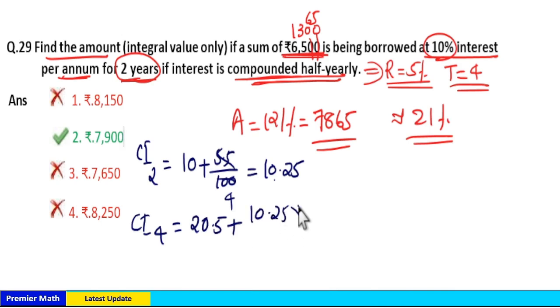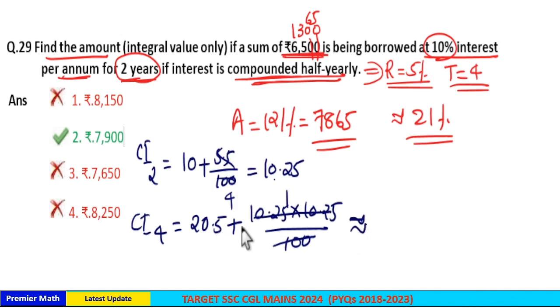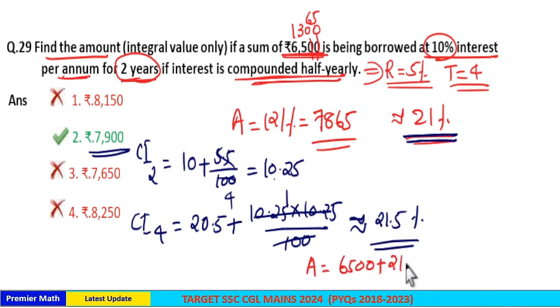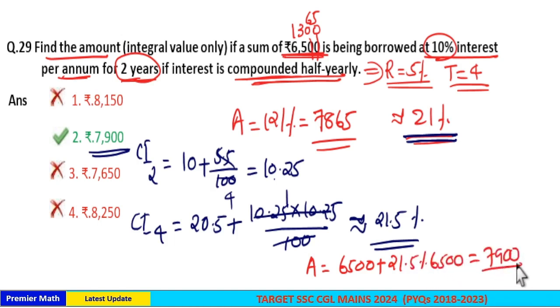20.5 plus 10.25 into 10.25 divided by 100. Consider it as 10 into 10. Ignore 0.25. So this will be around 21.5%. Now you can say this is actually 21.5%. That is, here the interest for 4 terms is equal to 21.5%. Amount is equal to principal 6500 plus 21.5% of 6500, which is 7900 here.